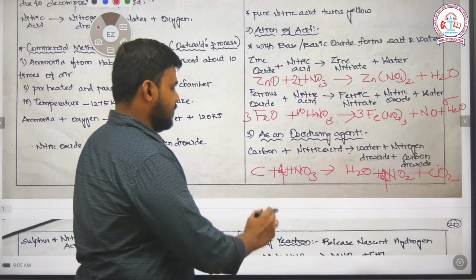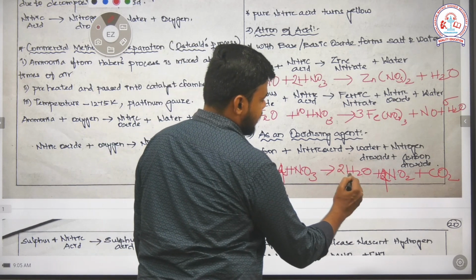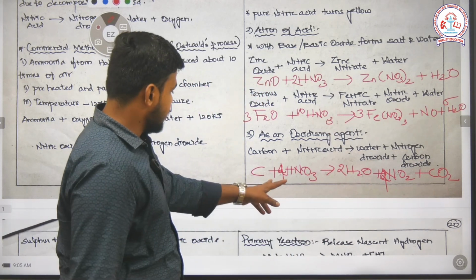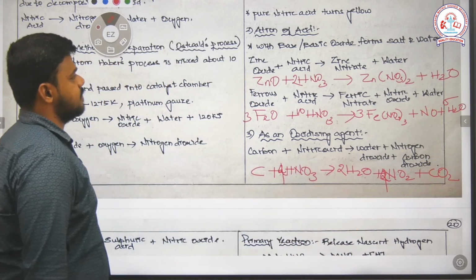Then carbon will take up oxygen and goes as carbon dioxide. Hydrogen here it is 2, so I will make it as 2. Here it is 4. So oxygen 12, 2 plus 8, 10, 10 plus 2, 12. Equation is completely balanced. Okay.